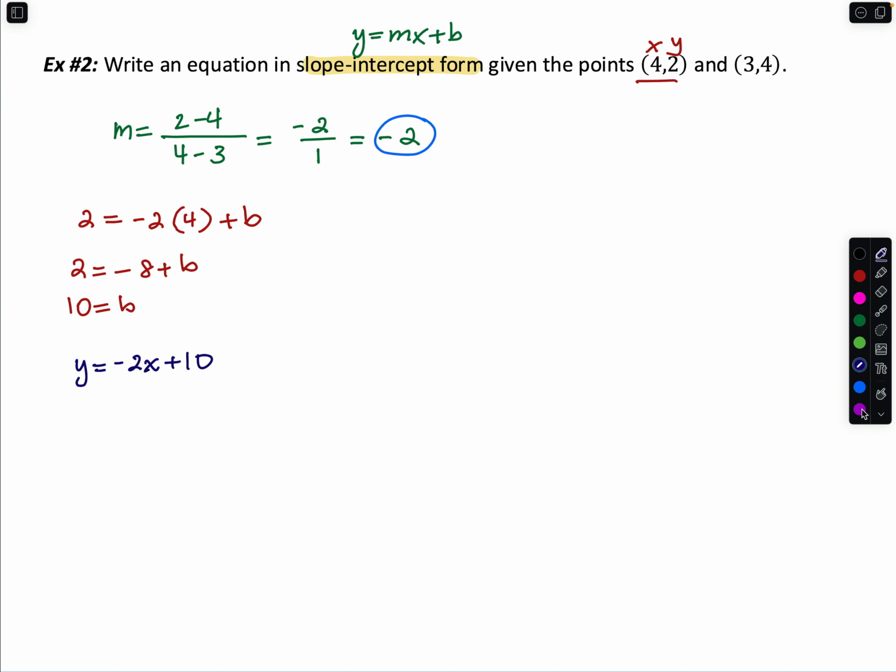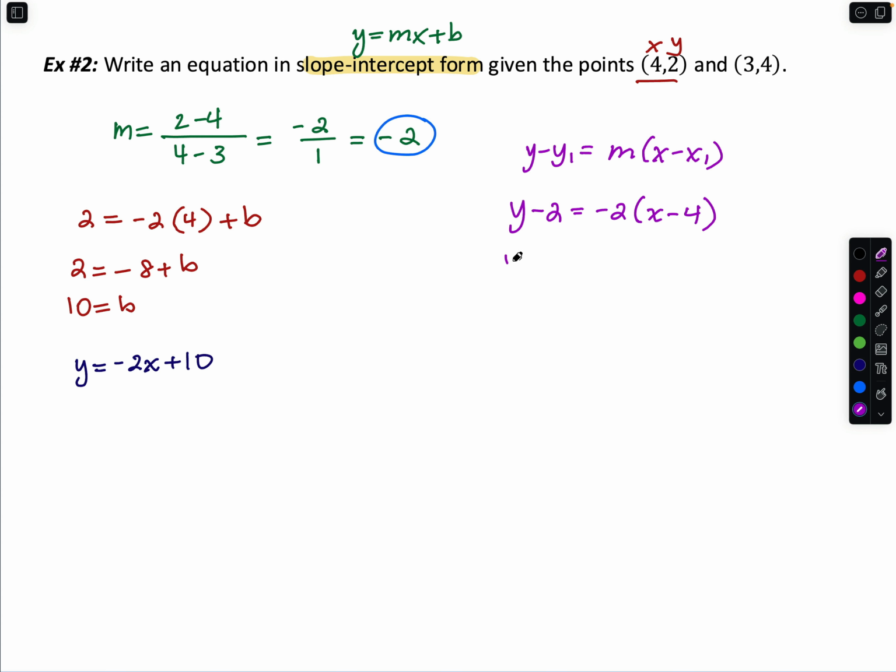Now, the other method that we could have used is through point slope form. I'm again going to choose this point. So we're going to need a point and a slope, and we're going to transform it into slope-intercept form. So if we're using point slope form, remember it's y minus your y coordinate equals your slope times x minus your x coordinate. So we're going to replace the y coordinate here with y sub 1. So y minus 2 equals our slope, which is negative 2, times x minus the x coordinate.